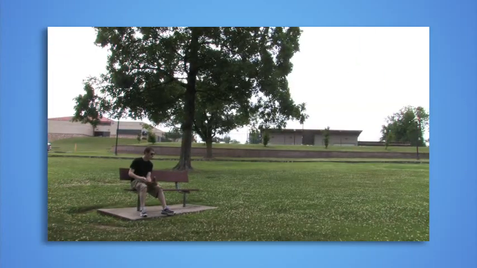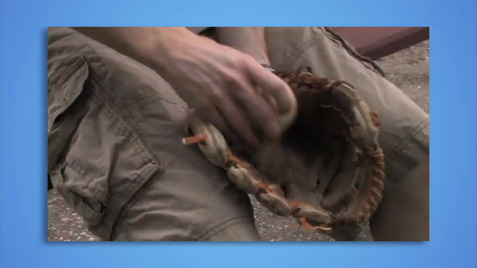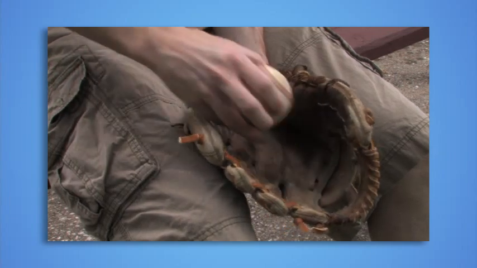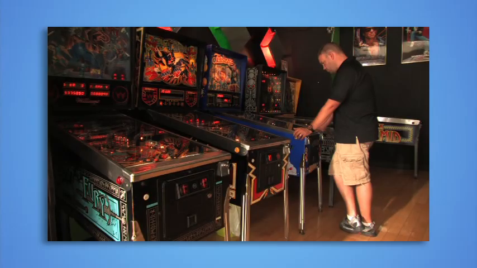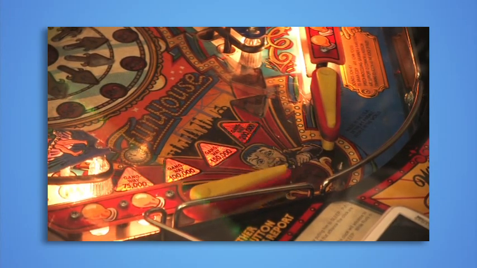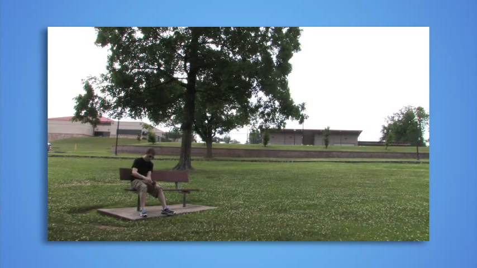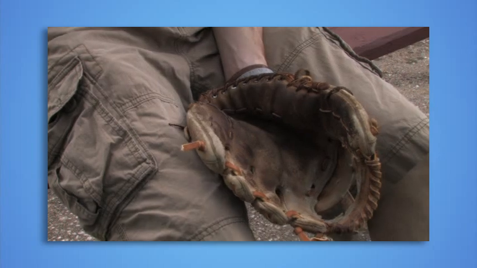When you edit together a series of connected shots, this is called a sequence, and it's the subject of Chapter 3. You actually just got done watching two sequences. The first was the guy at the pinball machine. The second was some other guy sitting in a park. Let's look at how these sequences were edited.